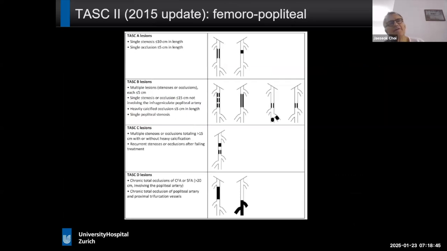Now let's move back to the femoral popliteal TASC II classification. So again, TASC A and B, and many C lesions are endovascular candidates, while the D lesion is a long occlusion of longer than 20 centimeters, or occlusion including the popliteal artery and the infrapopliteal artery, as that will be TASC D lesions.